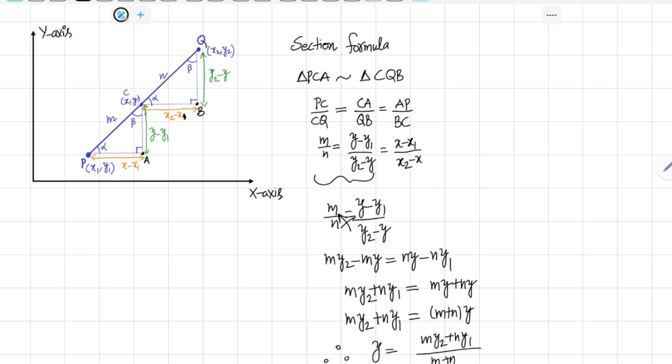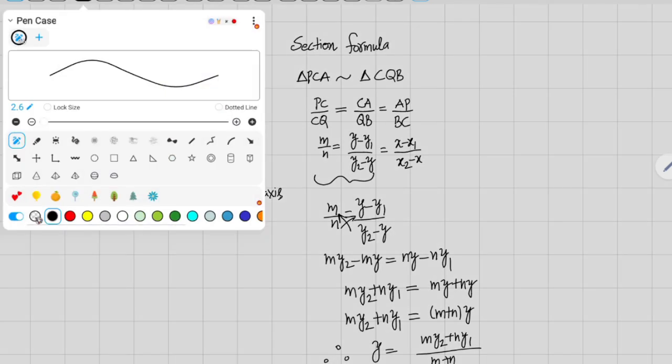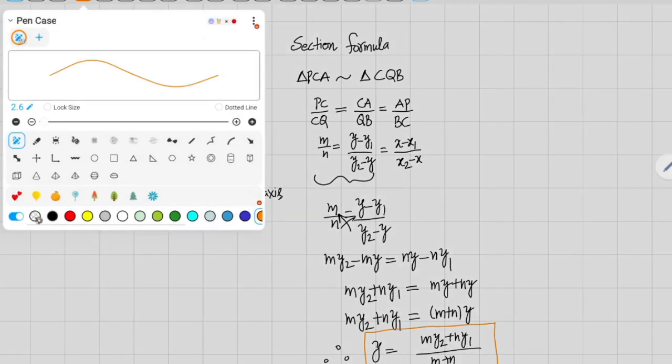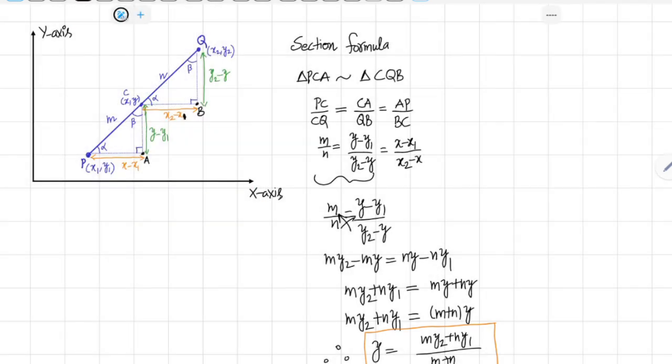This is the formula which is helpful for us to find the y coordinate of the point which divides the line segment PQ in the ratio m is to n. Now we will go through the next step, which is equating m by n with x minus x1 by x2 minus x.